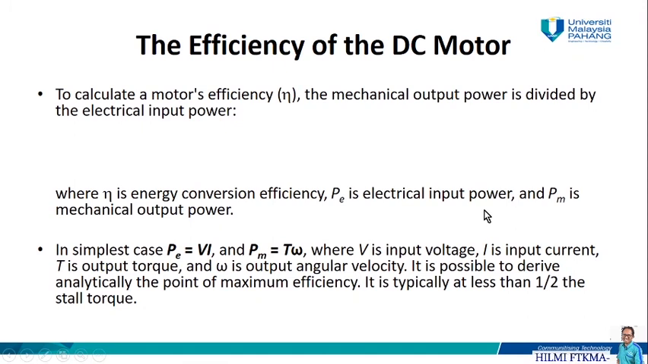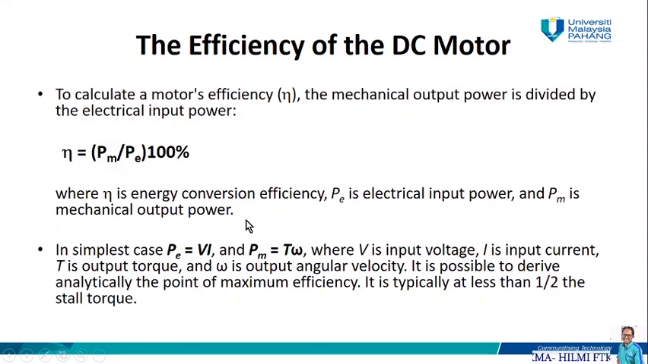The efficiency of the DC motor: similar to the transformer, we can calculate the motor's efficiency eta as the mechanical output power divided by the electrical input power. For the transformer, if you still remember, we have the power from the secondary over the power from the primary. So for the motor, we calculate the efficiency using the power of the mechanical output, which is the secondary part, over the power of the electrical input, which is the primary part. So PE is the electrical input power and PM is the mechanical output power.